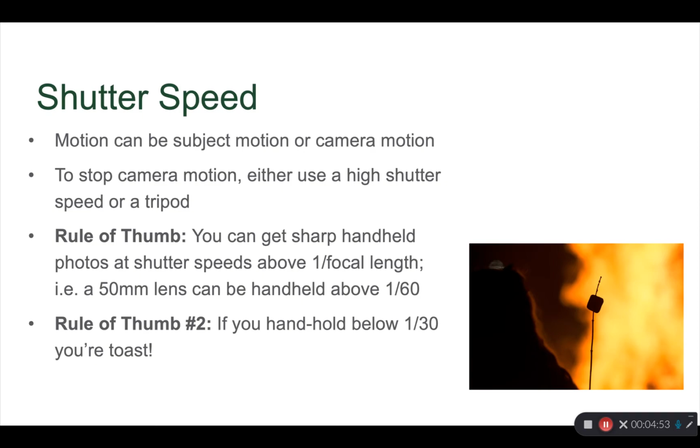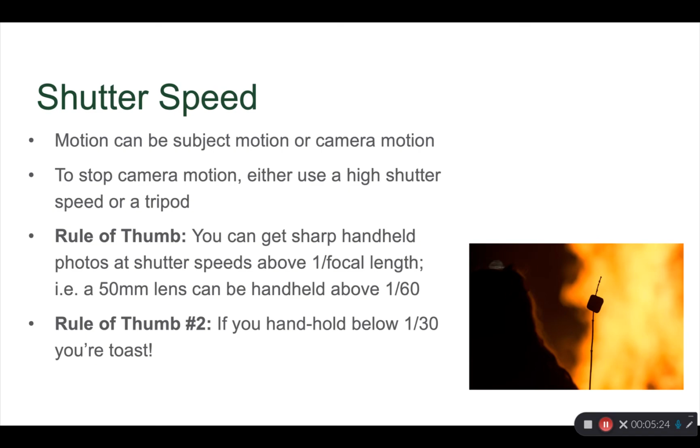As a rule of thumb, you can get sharp handheld photos at shutter speeds above 1 over the focal length of the lens. So for example, a 50 millimeter lens can be successfully handheld above about 1/60th of a second. Your mileage may vary, and this is something you really should test for yourself to find out how steady you can hold your camera.